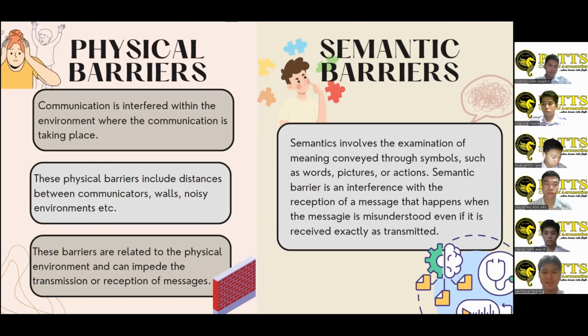Moving on to semantic barriers, another form of barriers in communication. Semantics involves the examination of meaning conveyed through symbols, such as words, pictures, or actions. A semantic barrier is an interference with the reception of a message that happens when the message is misunderstood, even if it is received exactly as transmitted. An example is when the teacher says something and expects that the students got it, but unfortunately the students got another meaning. So they misunderstood the message, even if it was received exactly as transmitted.